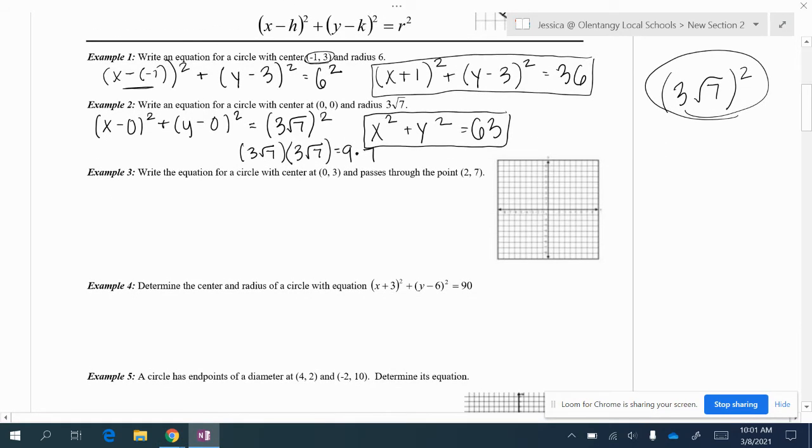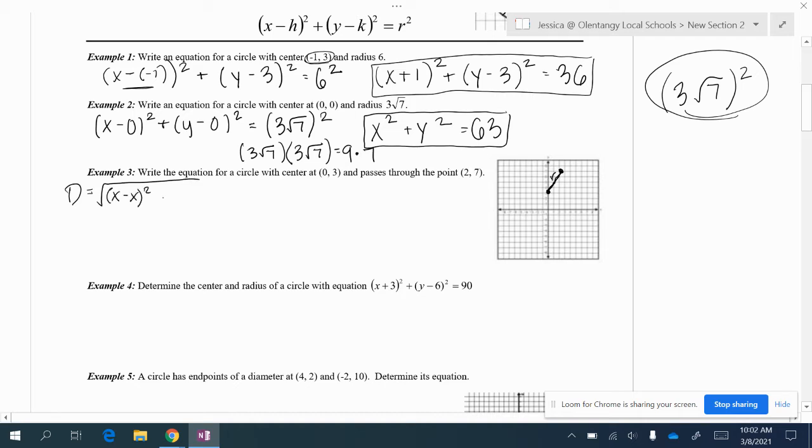Example 3, write an equation for a circle with a center at (0, 3) and passes through the point (2, 7). So if I have a center here at (0, 3), I'm going to go up 3 units, and it passes through the point (2, 7). So 1, 2, 1, 2, 3, 4, 5, 6, 7. I need to find my radius, and my radius is going to be the distance between these 2 points. So before we do anything, you have to find the distance between those 2 points.